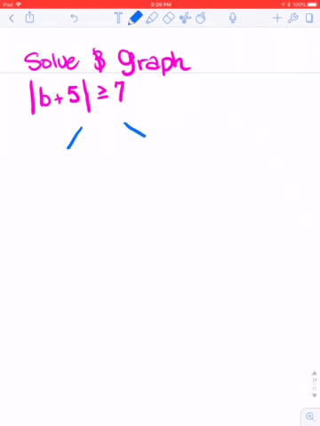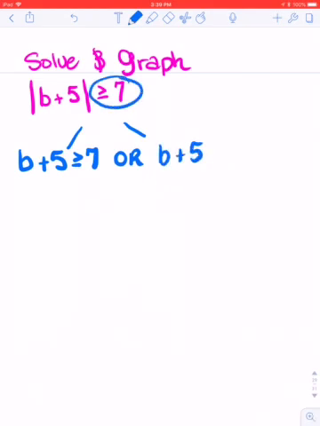First branch, we drop both absolute value bars and leave everything else alone. So it's going to be b plus 5 is greater than or equal to 7. So exactly the same, but the absolute value bars are dropped. I'm going to add the word or. Now in the next one, remember, we focus on changing that part of it. So the b plus 5 is still there, but this part right here, we're going to flip the inequality the other way, and that positive 7 is going to become negative 7.